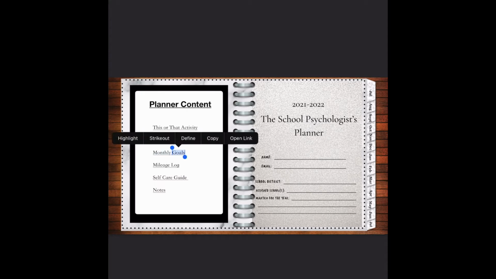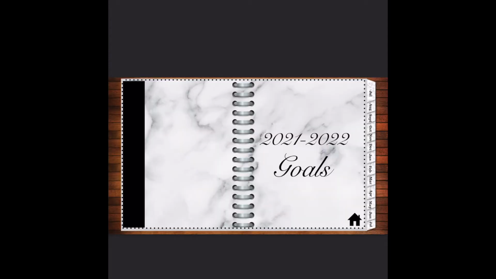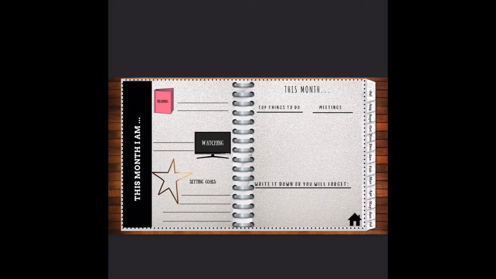There is a section in this planner for monthly goals. So this isn't going to be in each of the calendar month sections. This is just at the end of your planner. So if you decide you want to skip a month, that's fine. But each month opens up with this month I am reading, watching, and these are the goals that I'm setting. Also, here's the top things I have to do for this month, the meetings that I have, and anything that I need to write down so I won't forget. So if you can't write it in your notes section, you can write it here in this section.